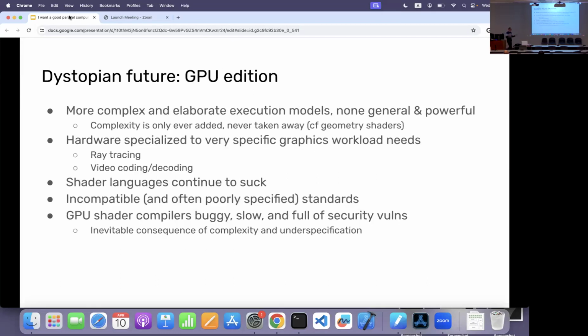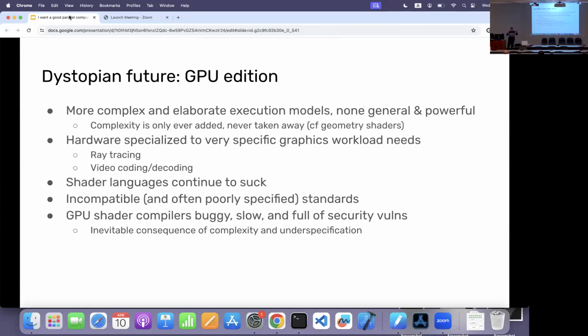The dystopian future that's GPU flavored is that you get these more complex and elaborate execution models like work graphs and mesh shaders and so on and so forth, but they never quite get to the point where you can just write a parallel program. One of the problems with GPUs is that they only add complexity. Like you've got this thing called geometry shaders, which don't work. They recommend don't use them. But of course, they're there.